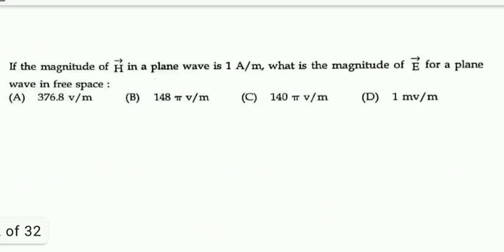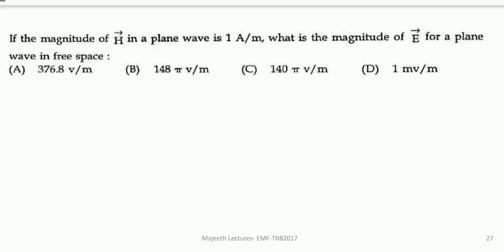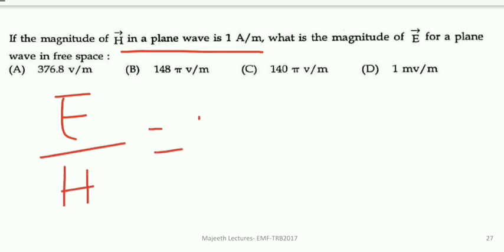Next one, if the magnitude of H in a plane wave is 1 ampere per meter, what is the magnitude of E for a plane wave in free space? So we know that H is given, E is asked. The relationship between E and H is given by E by H is equal to eta, which is equal to 377 or 376.8.